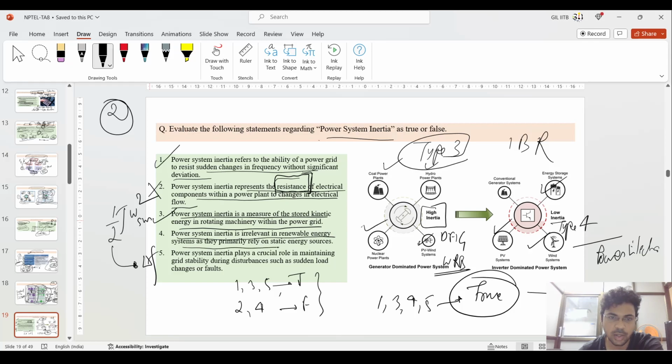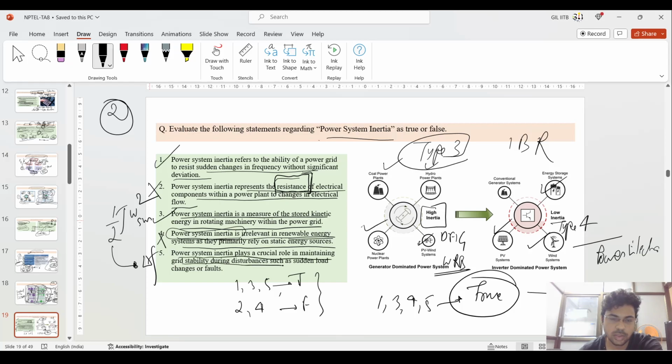Coming to the fourth part, the power system inertia is irrelevant in renewable energy systems as they primarily rely on static energy sources. That is false. Because the inertia part is actually problematic during RE penetration, so it is relevant in this situation. So you have to buy virtual inertia, or make a certain procedure that should provide it during this kind of situation.